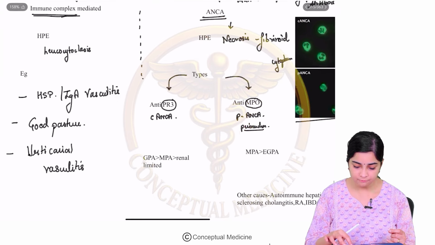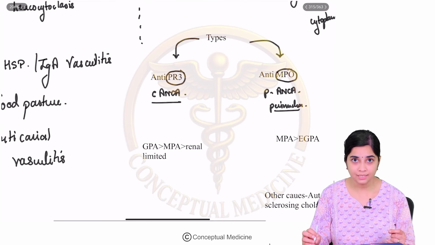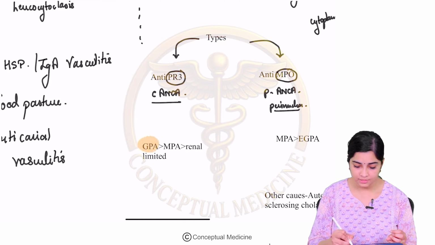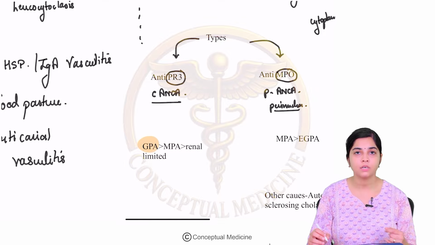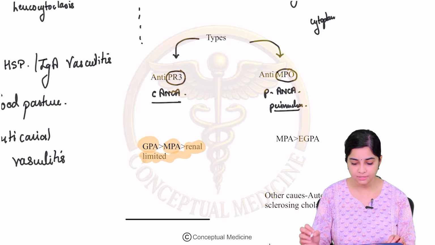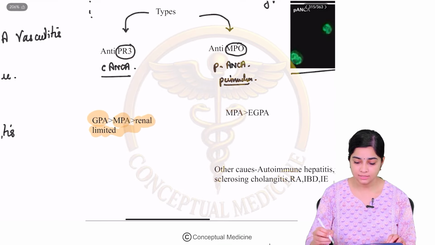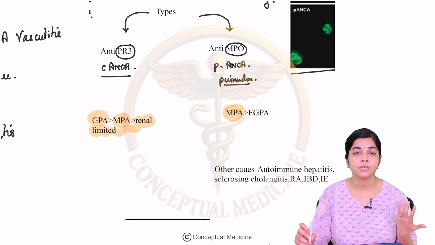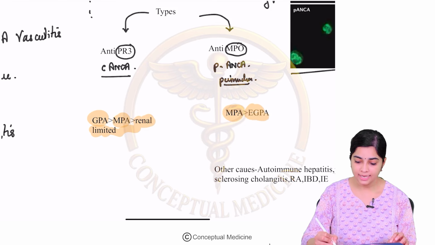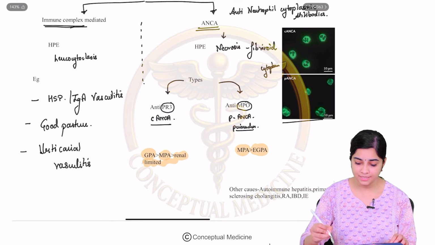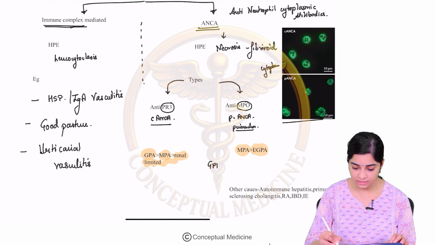Where do you find c-ANCA, or anti-PR3 antibody ANCA? This is more common in granulomatosis with polyangiitis, or GPA, more than in microscopic polyangiitis and renal limited vasculitis. Anti-MPO ANCA can be seen in up to 40% of patients with microscopic polyangiitis, and it can be seen in EGPA as well. So whenever we speak about ANCA mediated vasculitis, remember GPA, MPA and EGPA.